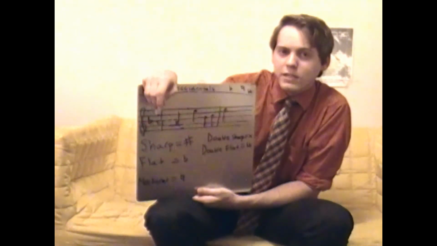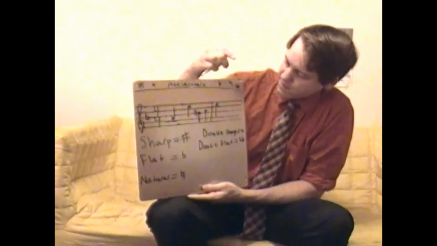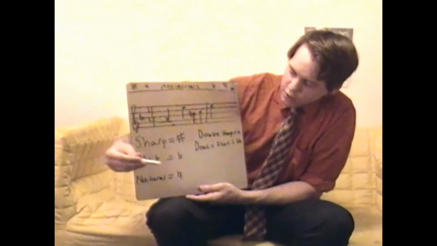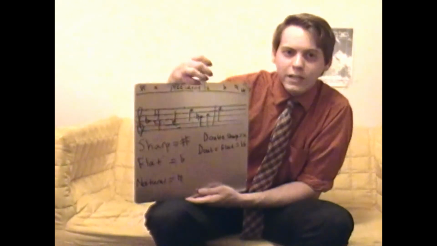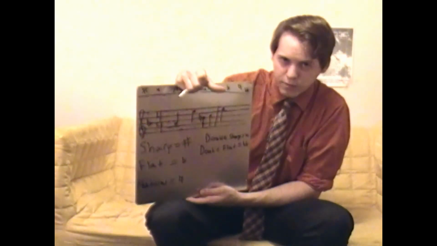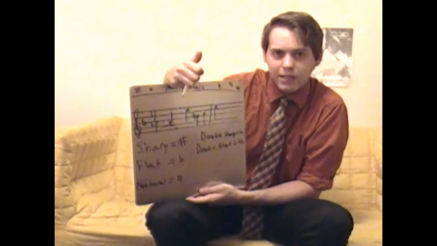If we want to make this a B natural, we give it a natural symbol, which looks like this. It looks like a box with two lines sticking out of it, but this now raises the pitch because a flat lowered the pitch. It raises it to B natural.